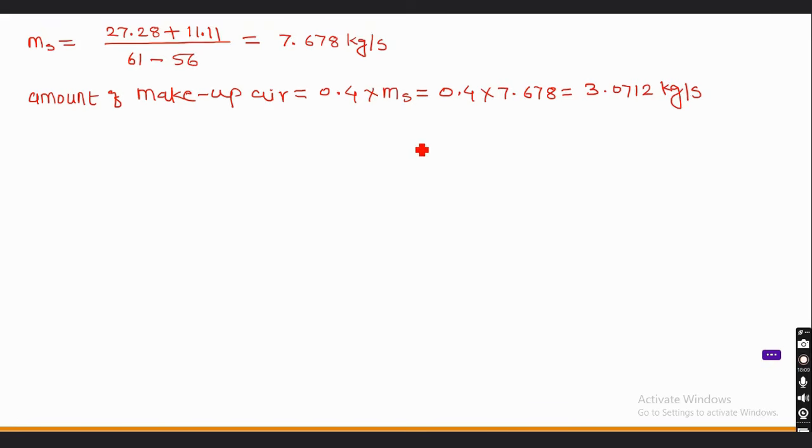So that is point number D, I think. It's actually C that we have to find out, and D is what? ADP, apparatus dew point temperature. On the psychrometric chart we got this value as 13 degrees Celsius. Now the last point we have to find out is what? Bypass factor. So let's go to the psychrometric chart again.